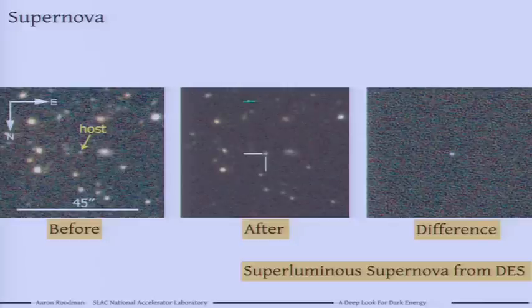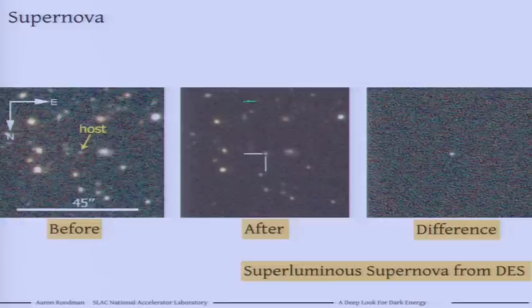Here's a supernova. Here's the before. You can see there's a fuzzball there. But after, it's actually a bigger fuzzball. And if you take the difference of these two, being very careful to take into account the different conditions. The sky had a different brightness, the images had a different quality.